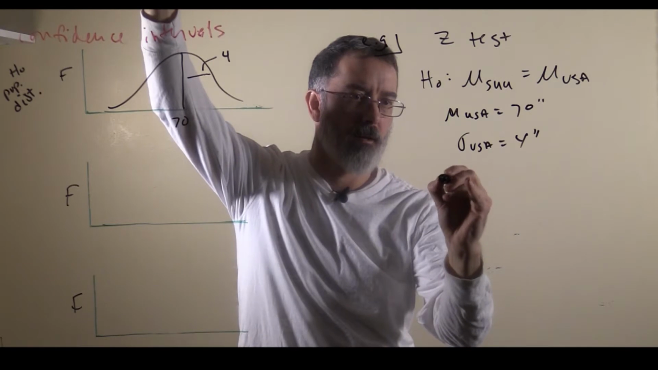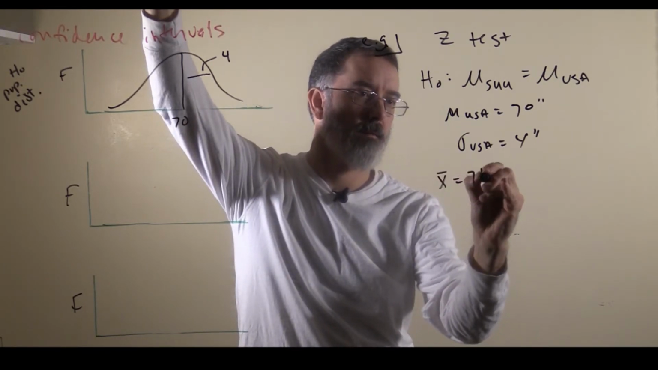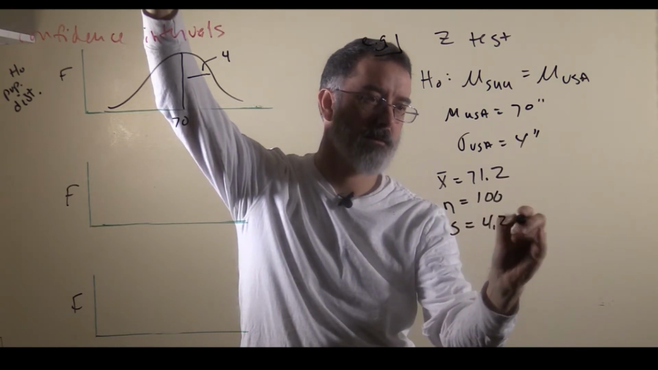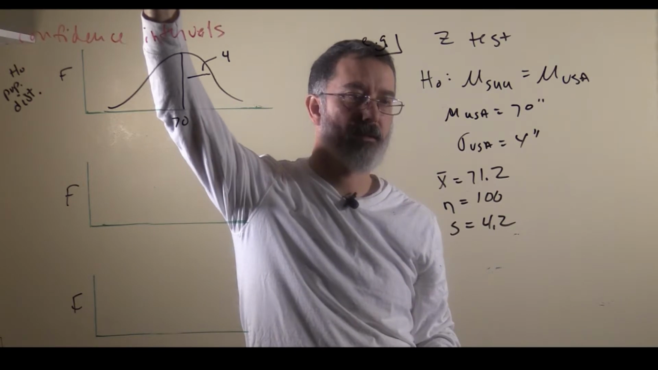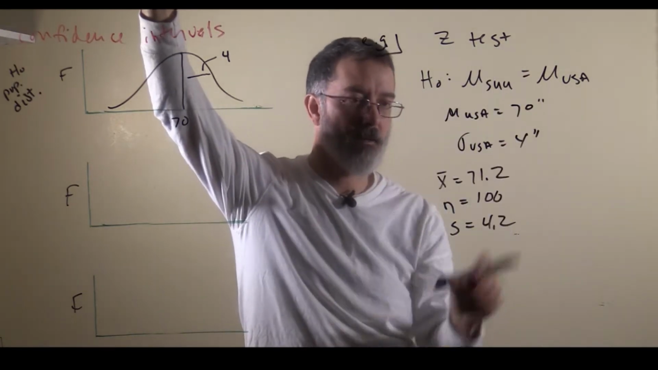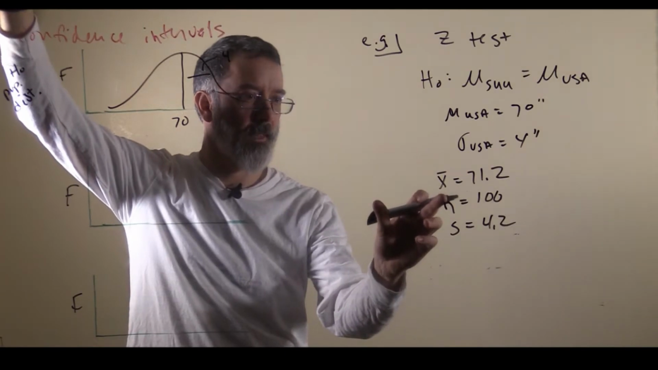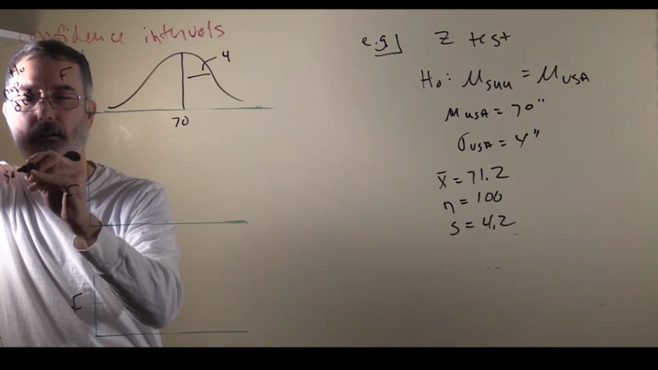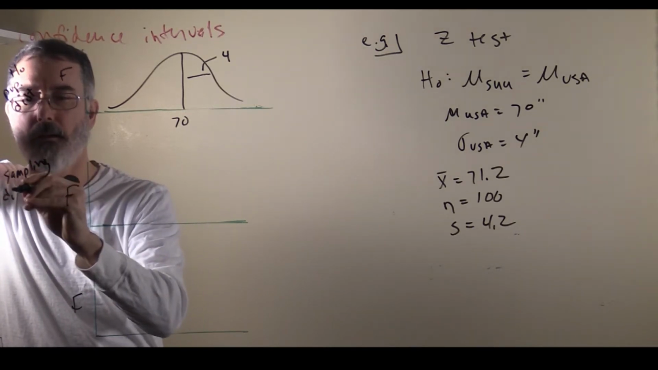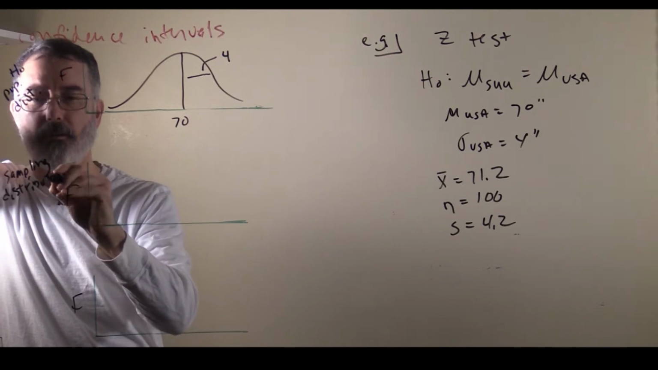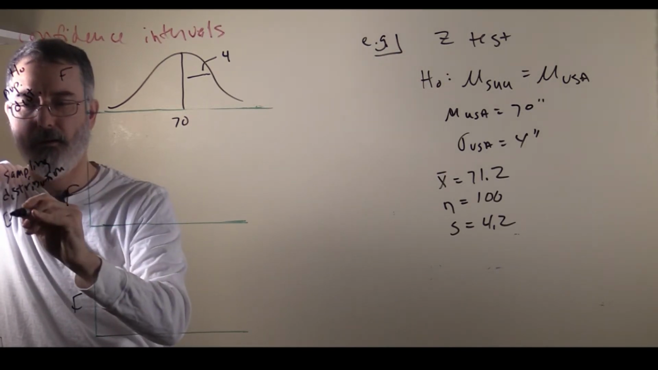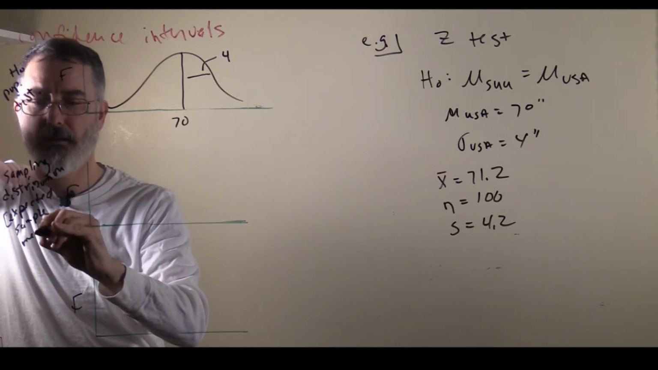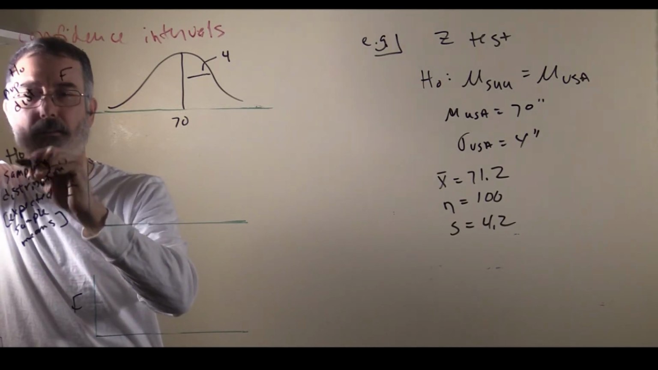And in this scenario, our sample mean was 71.2, our sample size was 100, and our sample standard deviation was 4.2, although the sample standard deviation doesn't influence our z-test at all. So now that we know the sample size that we have, we can calculate what our sampling distribution will look like. So this is the sampling distribution. Remember, these are the expected sample means if the null hypothesis is true, right?